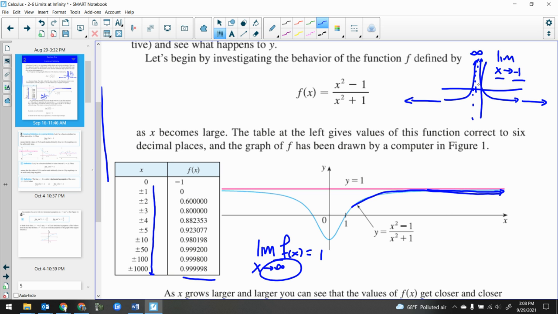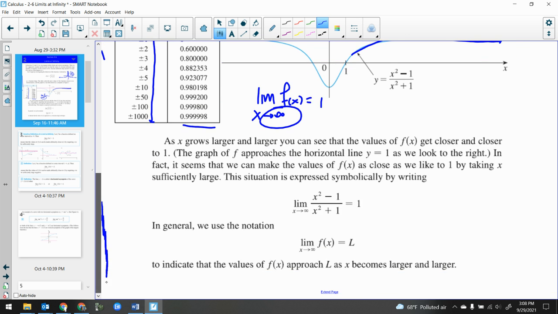The vertical asymptotes are when I let x go to a number and let it go big, and the y value would go big or go small, okay? So what are we saying here? As x grows larger and larger, you can see that the value of y gets closer and closer to 1. The graph of f approaches the horizontal line y equals 1. It's a horizontal asymptote. And it also approaches -1 as well. We didn't really look at that, but it also does level off at -1 up there as well.